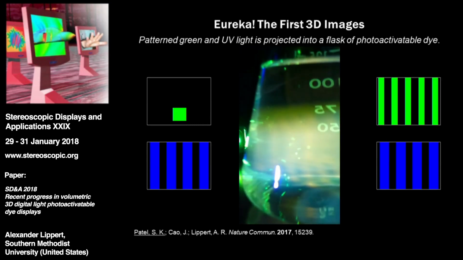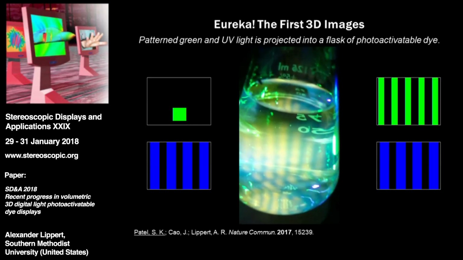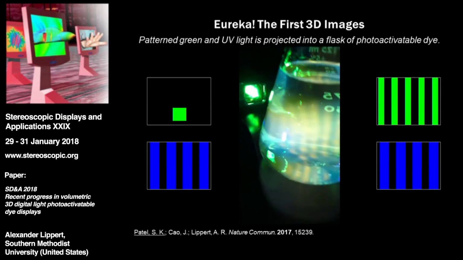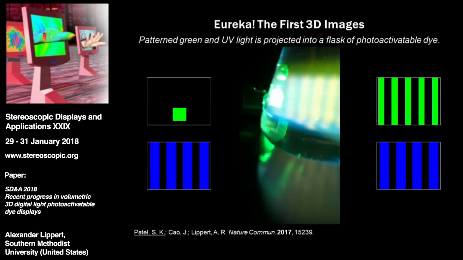We can also switch this pattern if we go from the square to a grid of bars. Now we can get this volumetric 3D image of a grid of bars. And so each point here is a sort of a point source of fluorescence emission.